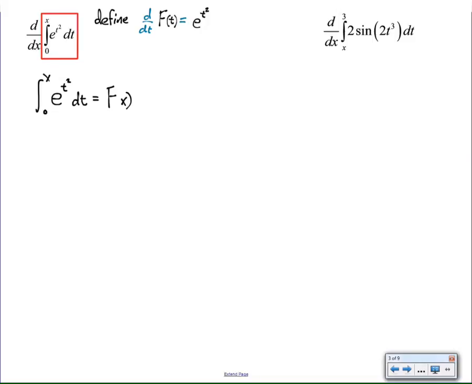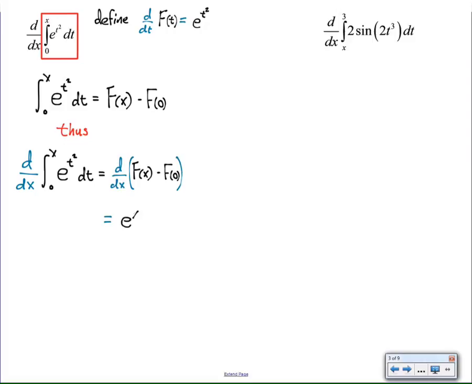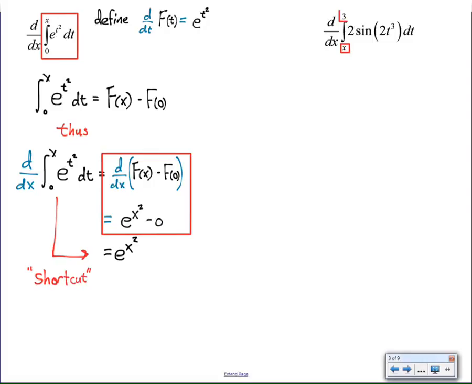Now though, when we go from 0 to x of our function, consider the fact that this definite integral can be evaluated by the antiderivative of x minus the antiderivative of 0. Thus, the derivative is going to be the derivative of f of x minus f of 0. Now, the derivative of f of x we've defined as e to the x squared. And the derivative of f of 0, well, it doesn't really matter what f of 0 is. It's constant, and the derivative with respect to x of that constant value is 0. So here again we say e to the x squared.